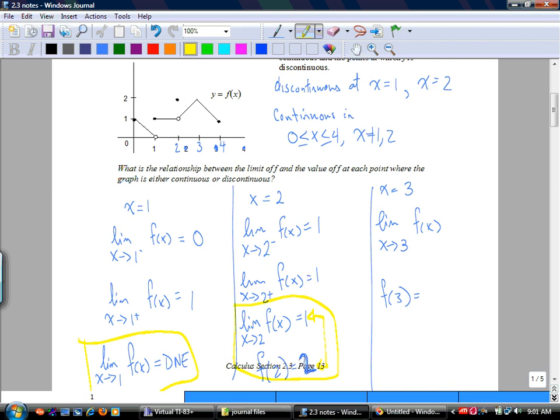Okay? What about x equals 3? The limit is 2, and the y value is 2. So we're happy. They match. Continuous. Okay? So the first two are discontinuous. The third one is continuous. So two non-examples and an example.